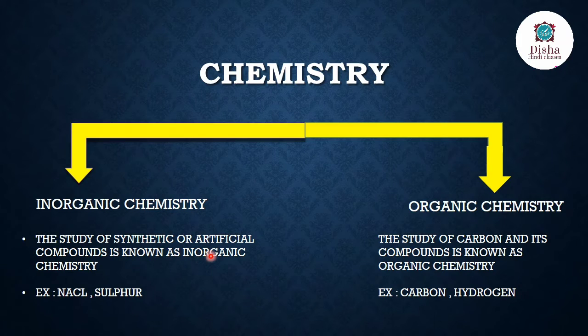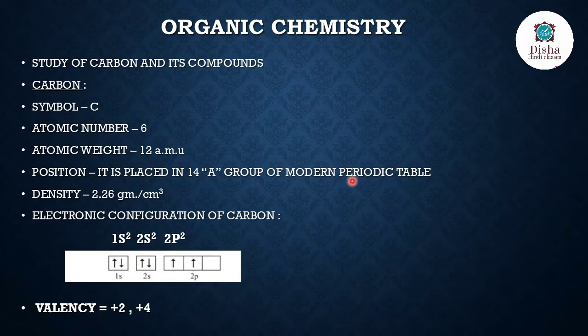Inorganic chemistry is the study of synthetic or artificial compounds. For example, NaCl and sulfur. NaCl means common salt. Study of carbon and its compounds is known as organic chemistry. For example, carbon and hydrogen. Organic chemistry, the study of carbon and its compounds.